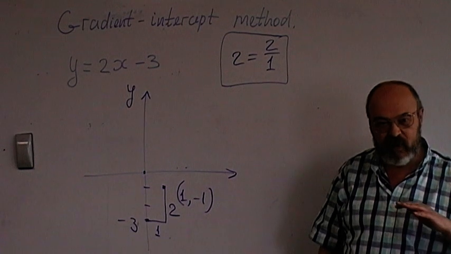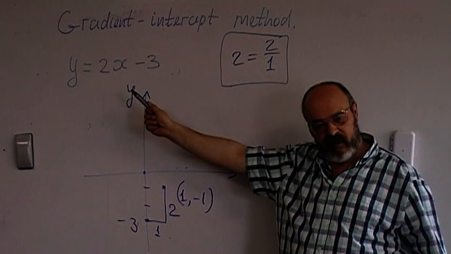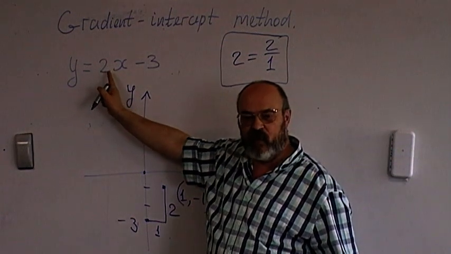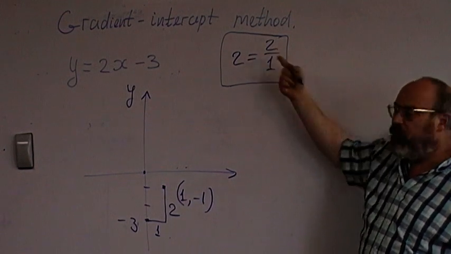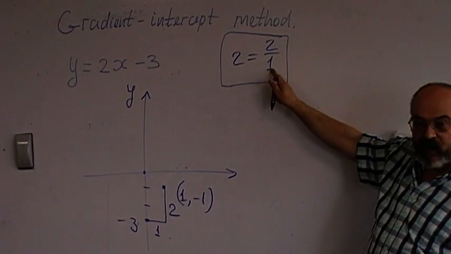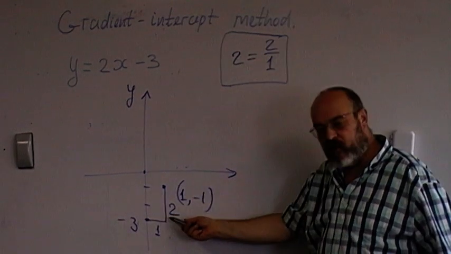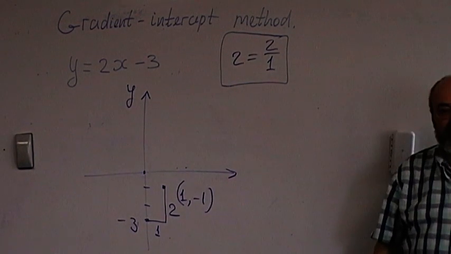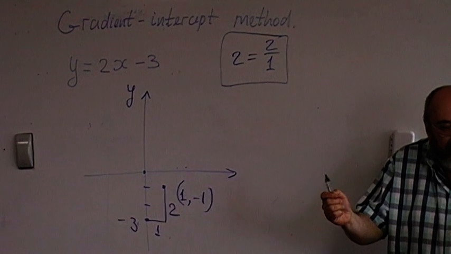We'll come to it. If the gradient is a whole number, we always run by 1. Why? Because 2 is 2 over 1. What is the meaning of the gradient? It tells us if x changes by 1, y changes by 2. We move 1 to the right and 2 up. How many points do we need to sketch a straight line? Just 2 points. Then you can put a ruler and sketch a line.